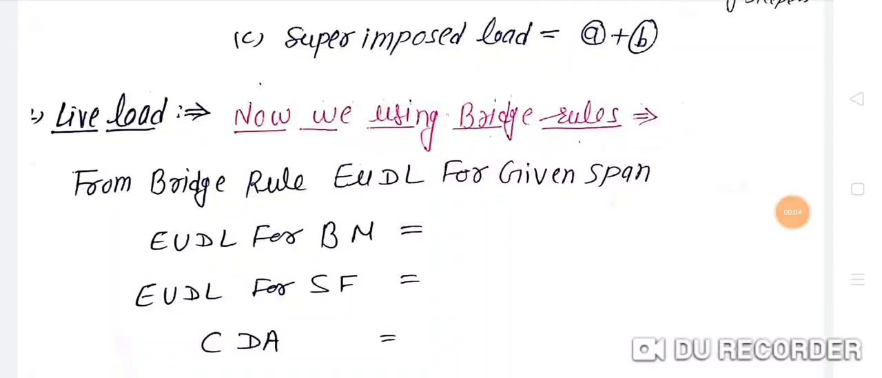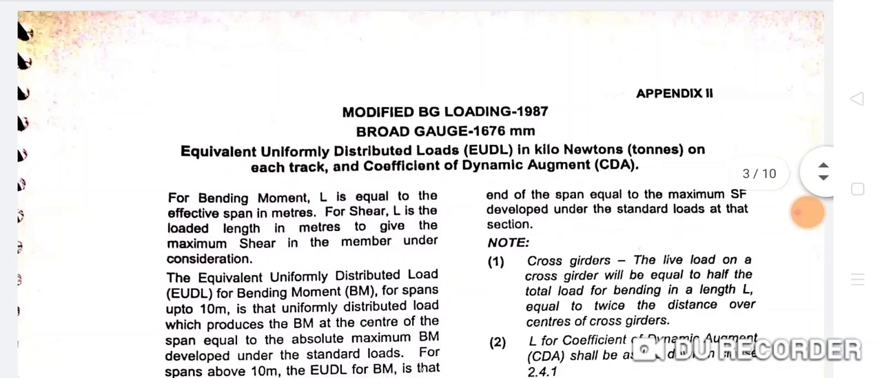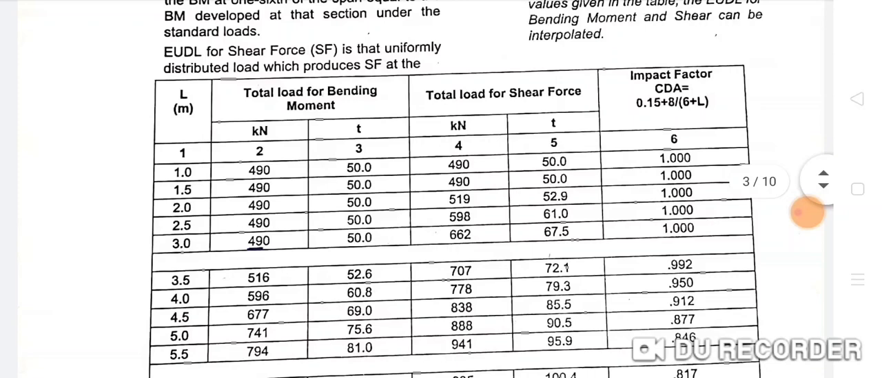Second part of step first is live load. Live load can be calculated by using the bridge rule book, which is published by the Authority of India. From the bridge rule EUDL for the given span, we can write down the value of bending moment, shear force and also the CDA coefficient. This is part of a single page of the bridge rule book. Let's assume that our span is 3 meters. Then the bending moment is equal to 490 kilonewton, shear force is equal to 662 kilonewton, and CDA is equal to 1.